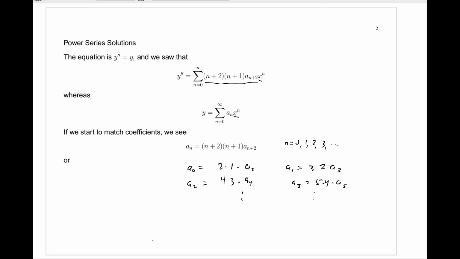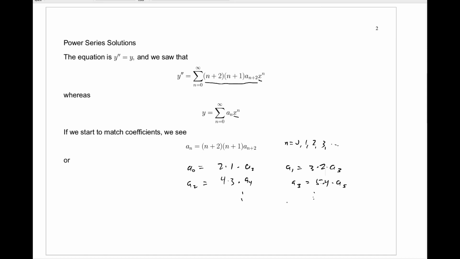One thing you should notice is the following. Once you know a sub 0, this first equation tells you what a2 is. And knowing A2, that tells you what A4 is. And the next one, knowing what A4 is, it tells you what A6 is, etc. Once you know A1, this equation tells you what A3 is. Once you know A3, this tells you what A5 is, etc. So really everything depends on what A0 and A1 are.